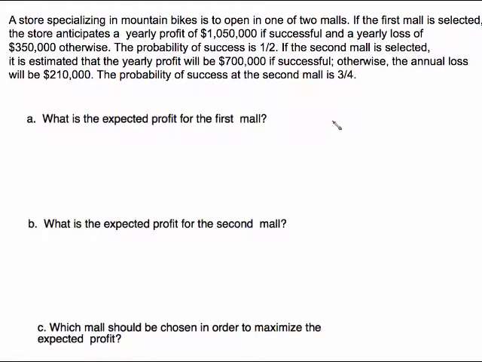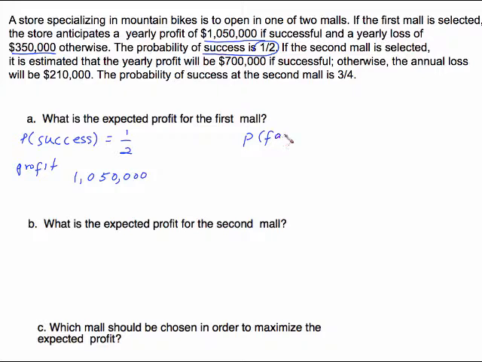A store specializing in mountain bikes is to open in one of two malls. If the first mall is selected, the store anticipates a yearly profit of a little bit over $1 million, if successful, and a yearly loss of $350,000 otherwise. The probability of success is a half. So what we're looking at is the probability that the mall succeeds is 1/2. And the profits that go with that success is $1,050,000.